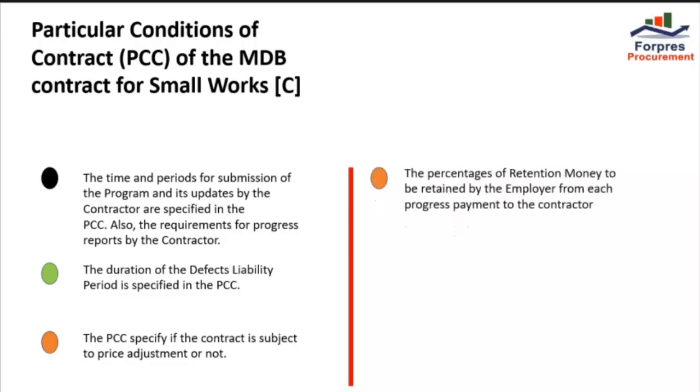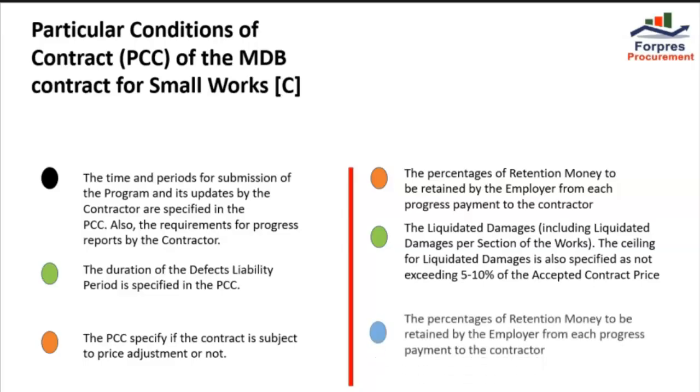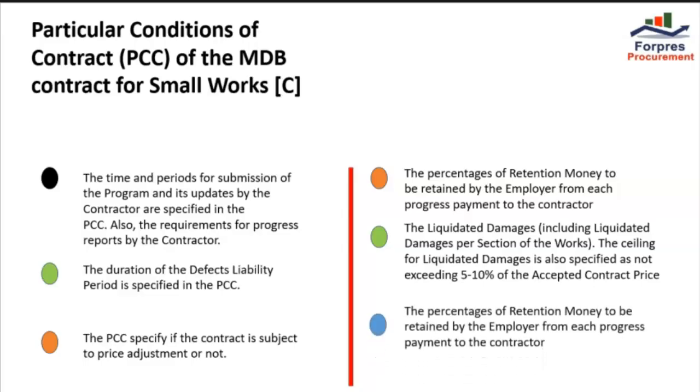The percentage of retention money to be retained by the employer from each progress report or progress payment to the contractor is specified. The liquidated damages, including liquidated damages per section of the works, are specified. The ceiling for liquidated damages is also specified as not exceeding 5 to 10% of the accepted contract price. The amount of the advance payment is also specified in the PCC.